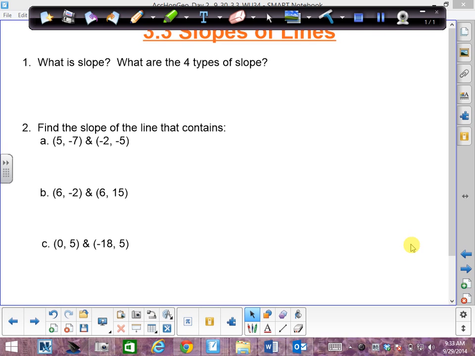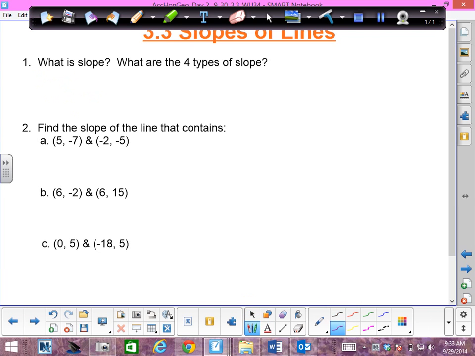So when we're thinking about slope, you learn what slope is in Algebra 1. There's lots of ways to describe slope, but the one thing you should remember is slope is rise over run.